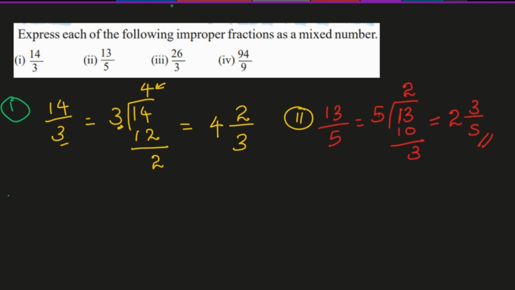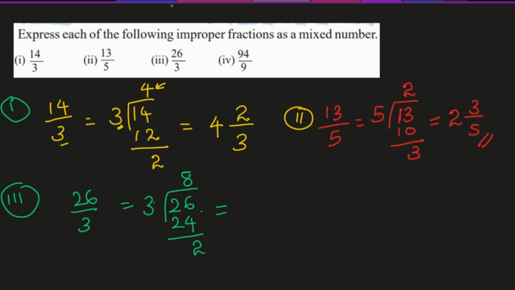What about the third one? 26 upon 3. We can divide 26 by 3. It's 8, no? 3 into 8, it's 24. Now we have to subtract. Then 26 minus 24, it's 2. So we can write this as a mixed number like this: 8 and 2 upon 3. Great.